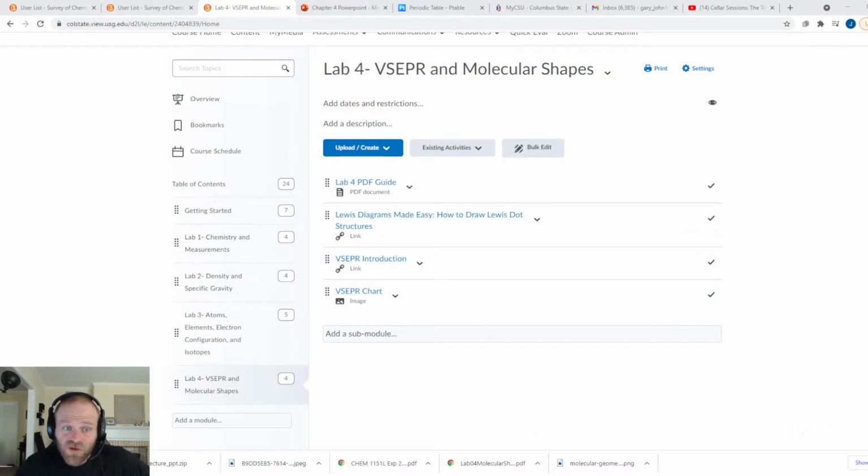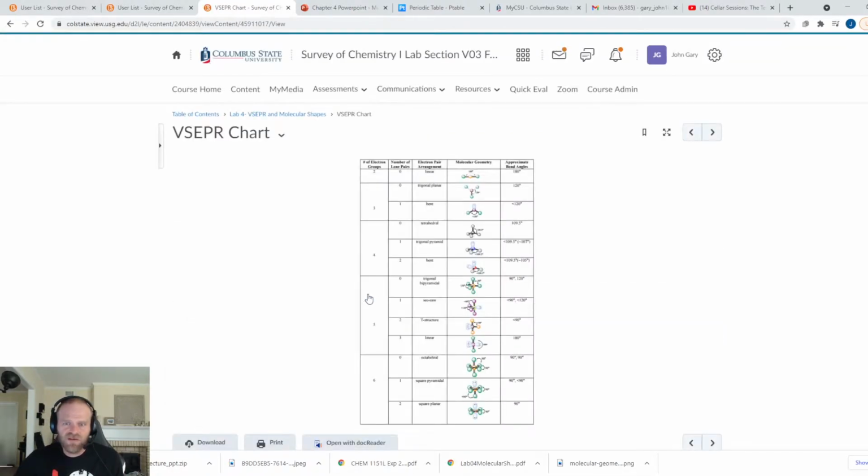So on your Cougar View, I've put a link to drawing Lewis dot structures and a link to a VSEPR introduction. Both of these are pretty much all you're going to need to do this, outside of this chart here. So let me pull this up. This chart should have everything that you need and cover every shape that you will see. We'll talk about how to use this chart in just a second.